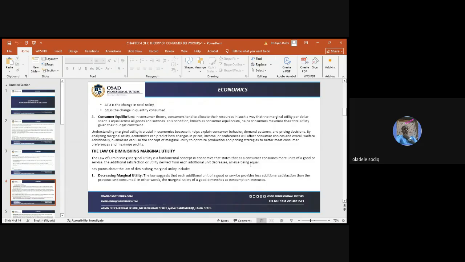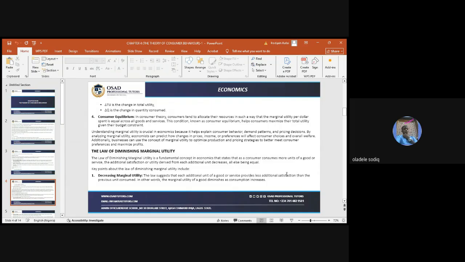That is, the more you consume a unit of a commodity, the lesser your what? Your satisfaction. That is, the less quantity you'll be able to take again. That is what we refer to as the law of diminishing marginal utility. So what are the key points that you should take note of in this law? Number one is decreasing marginal utility. The law suggests that each additional unit of a good or service provides less additional satisfaction.